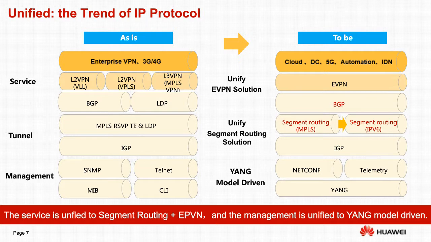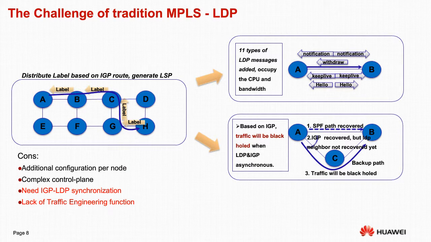Okay, we come back to have a look at what the gap of LDP and RSVP is. LDP is just driven by IGP routes: the device gets IGP routes and distributes the label for all of these routes. So when we select LDP, we have to face some issues. First, the control plane is more complex. We have to deploy the IGP and the LDP together. Also, because they are two different protocols, sometimes when the system has a failure and then the failure recovers, we need IGP and LDP synchronization, this kind of protocol.